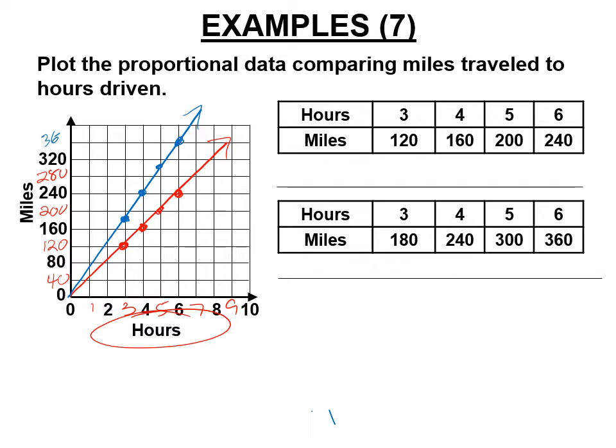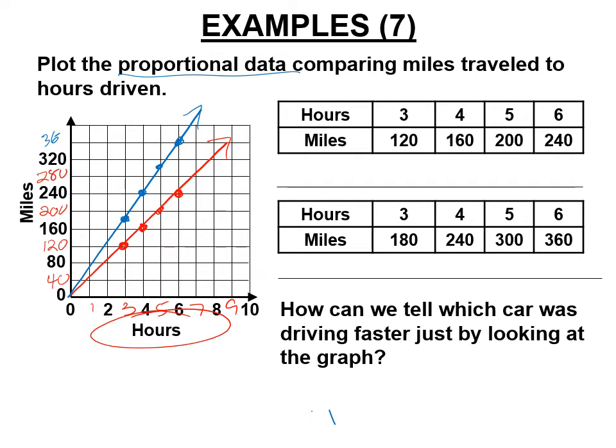Okay, and so it said plot the proportional data, so we should have known that it would come out in a straight line. How can we tell which car was driving faster? Just by looking at the graph, right? Well, let's look at the speeds right here. In this one, well, let's do the red. Let's use red for the red one. So the red one was going 120 over 3, 160 over 4, 200 over 5, right? 240 over 6. It's going 40 miles per hour, right?